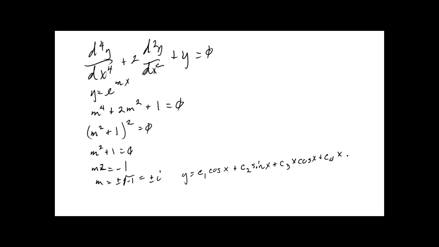What's that? Yeah, right, yeah. C4 x sine x. Now, I don't know if they did them in the same order, but that's my guess. Let's see what we've got here. C1 cosine x plus C2 sine x plus C3 x cosine x plus C4 x sine x. Yes. Okay.